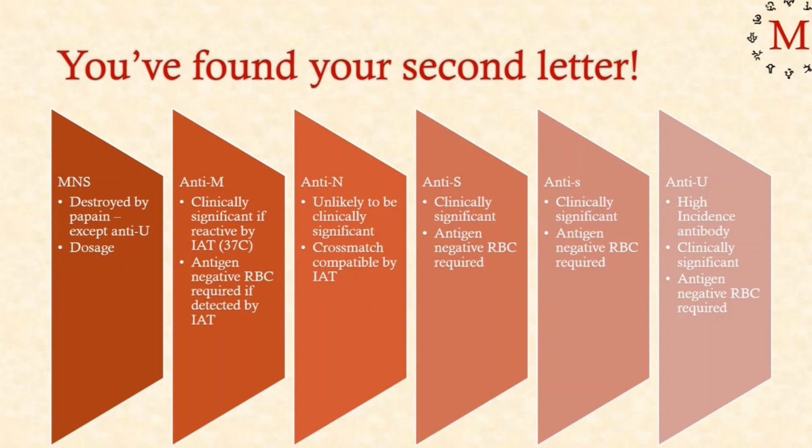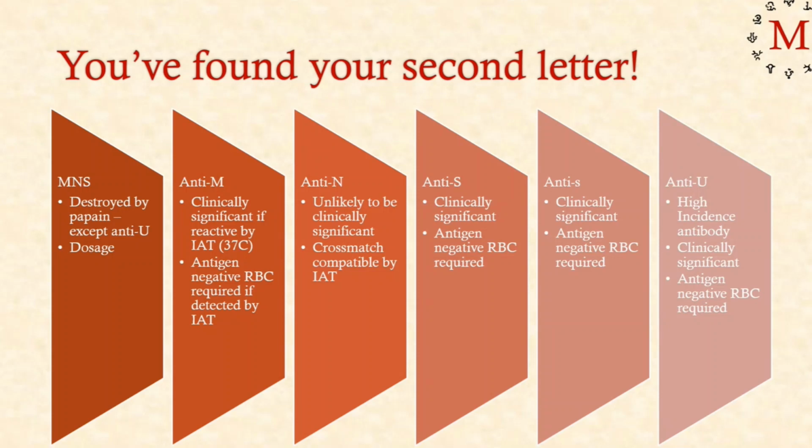So we've just got a few little facts here about the M antigen. They have said it's destroyed by papain. Apart from, so this is the MNS system, they're all destroyed by papain apart from anti-U. That's just something to bear in mind, and it does show dosage. Clinically significant if it's reactive at 37 by IAT.